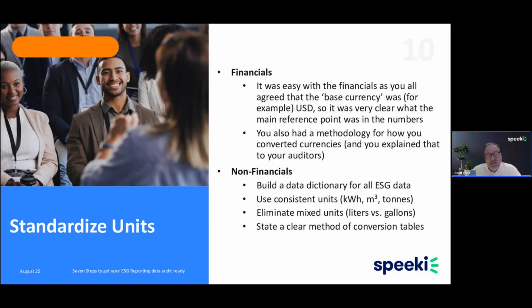Now, in this case, conversion tables shouldn't fluctuate so much, not like currencies, because 1,000 kilograms is a ton, and that should not move. So it is important that you set out what it is. So when I come to your audit and I'm looking at your information, I clearly know what these numbers mean. The number one place where we would find issues is in standardization of units.